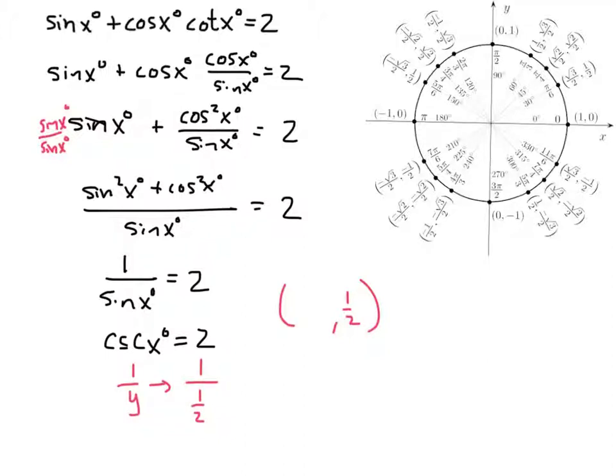Okay, so y values of a half occur here at 150 degrees and 30 degrees. And I know that I'm answering in degrees because the whole time our x's have been in degrees. So my answers are x equals 30 degrees and 150 degrees.